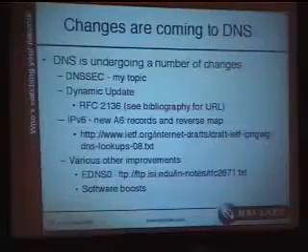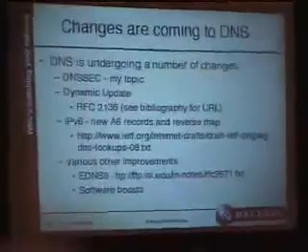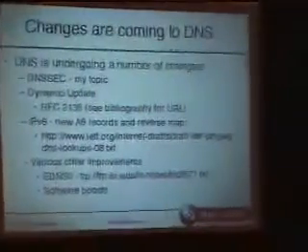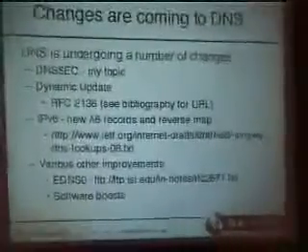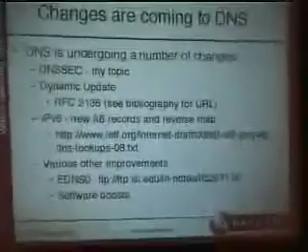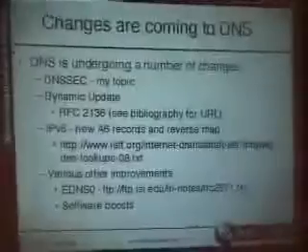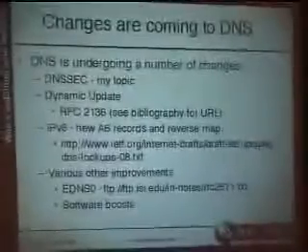Dynamic update, being able to change zones on the fly, is coming along with securing that, and I'll talk about that part. Also, IPv6 is causing some changes to the name servers with the A6 record and the binary labels for reverse mapping. And also some other improvements, such as EDNS 0, which will help DNS work better, and other software improvements that are going into the next round of releases.